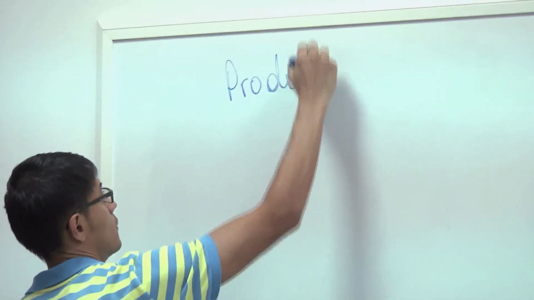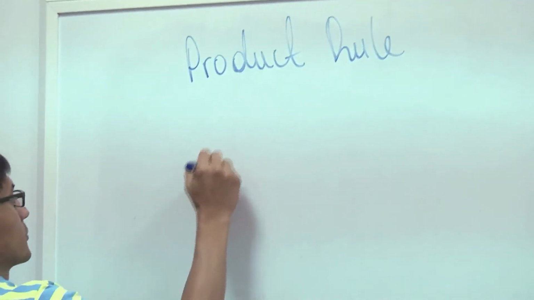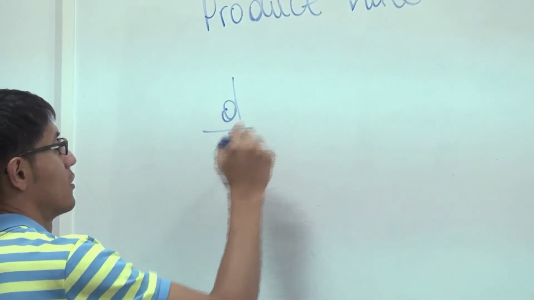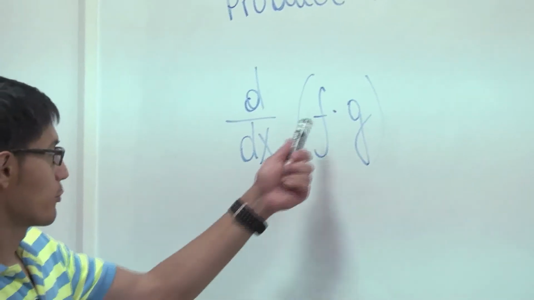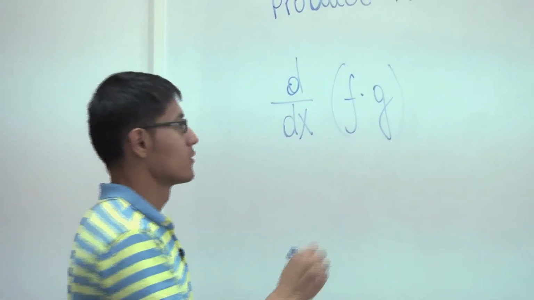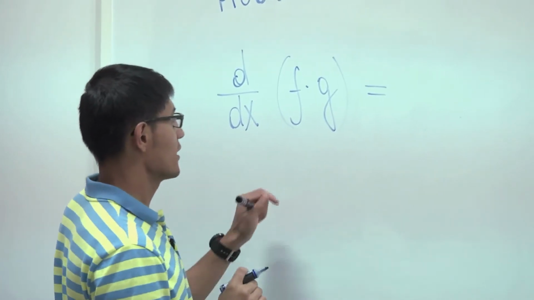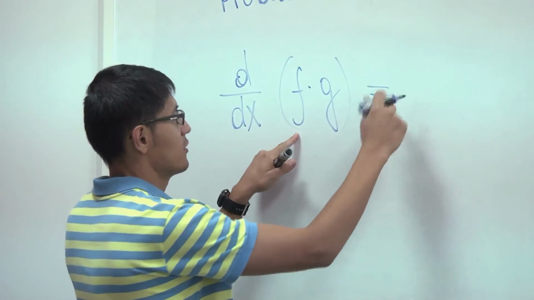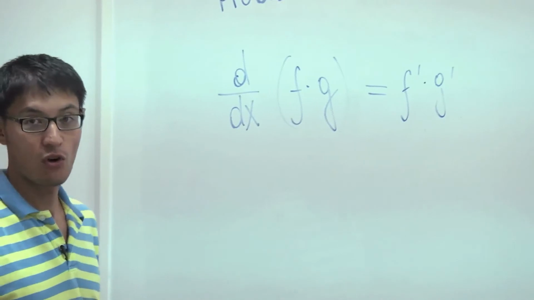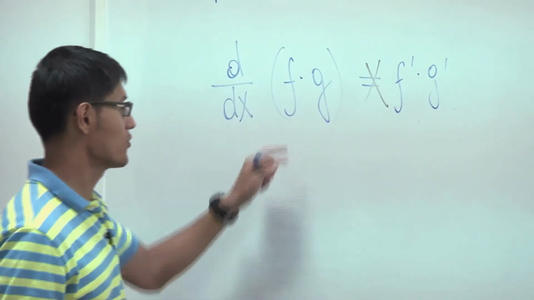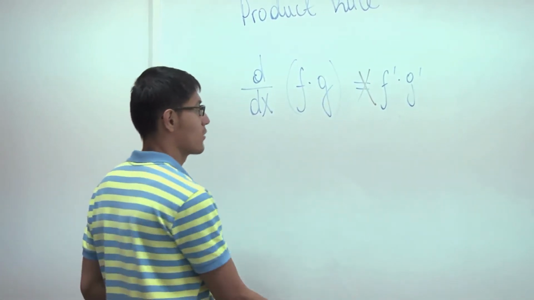Product rule. Suppose you want to take the derivative of a function times another function, so a product of two functions. Well, it's a common mistake that some students make. They say that, okay, if I have f times g, then the derivative is just f prime times g prime. Well, that's wrong. You can't do that. You can't just take the derivative of f and multiply it by the derivative of g. It's not going to work out this way.